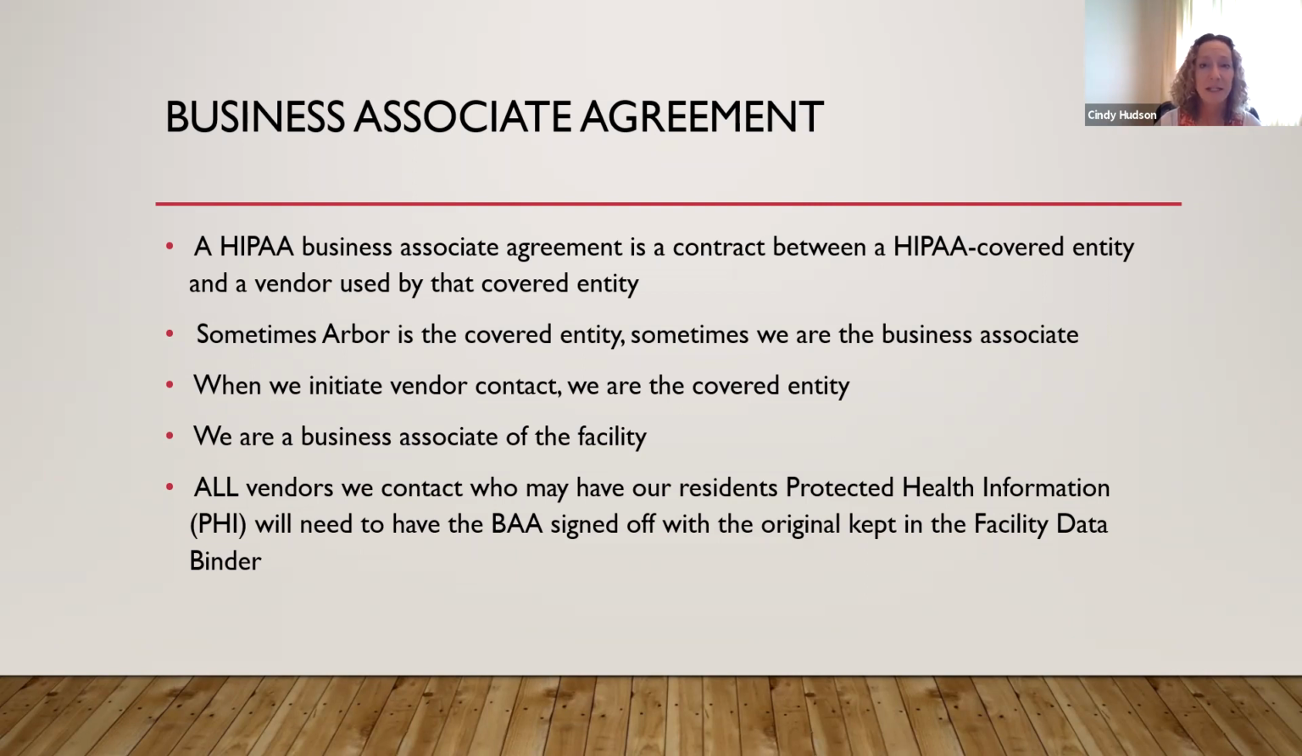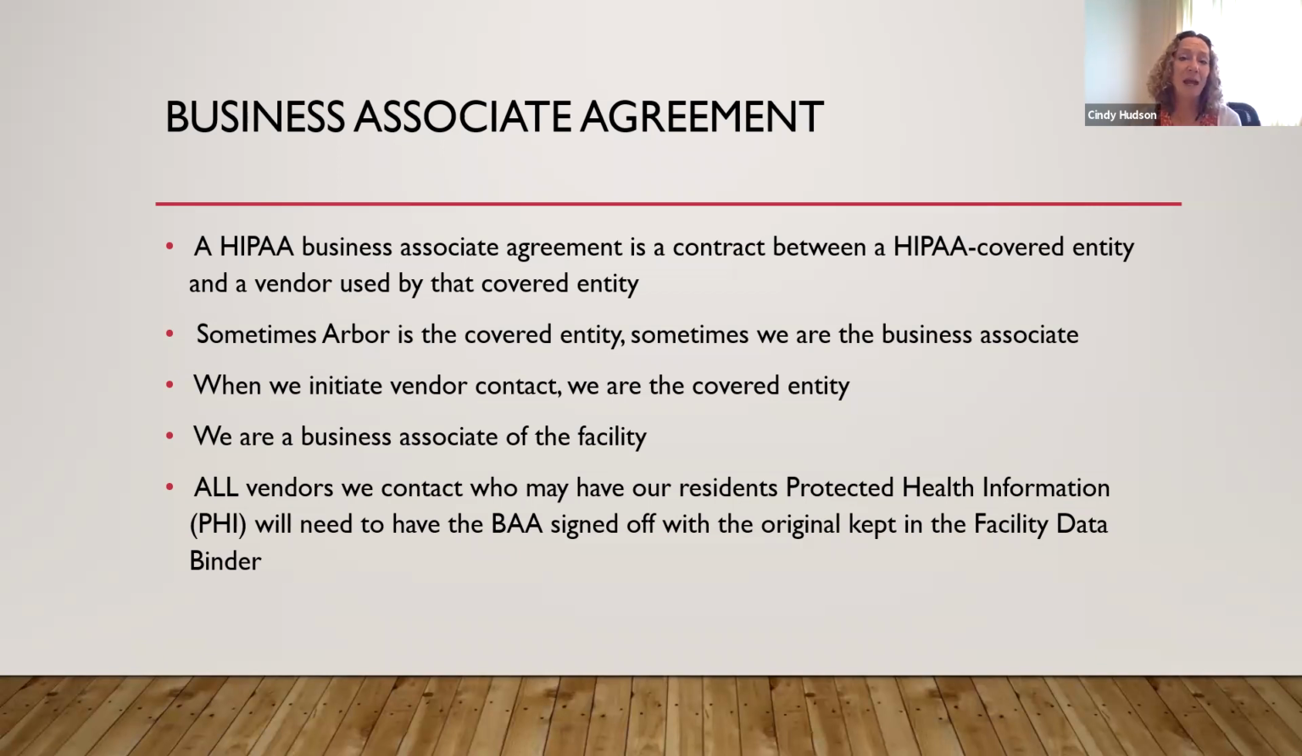We need to have ABC Wheelchair Company fill out a business associate agreement before we share any protected health information. But we are also a business associate of the facility. When they initiate a contract with Arbor Rehab, they and we fill out information regarding our business associate agreement with them. So again, all vendors who we contact, who may have access to the PHI of our patients, we need to get a BAA, a business associate agreement, signed off. And we need to keep the original in the facility data binder. We do want a copy also electronically submitted to the corporate office.